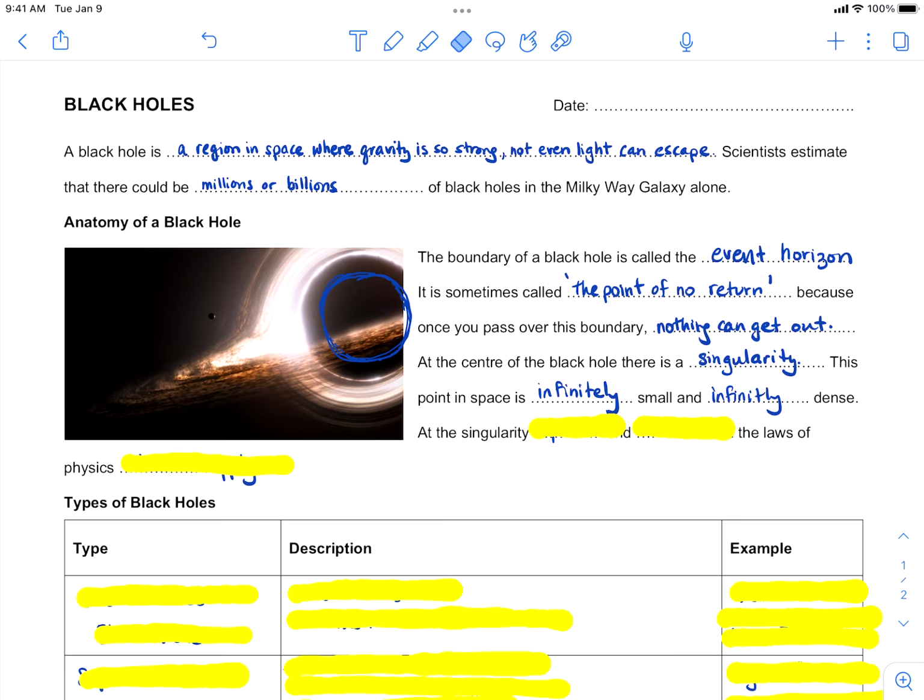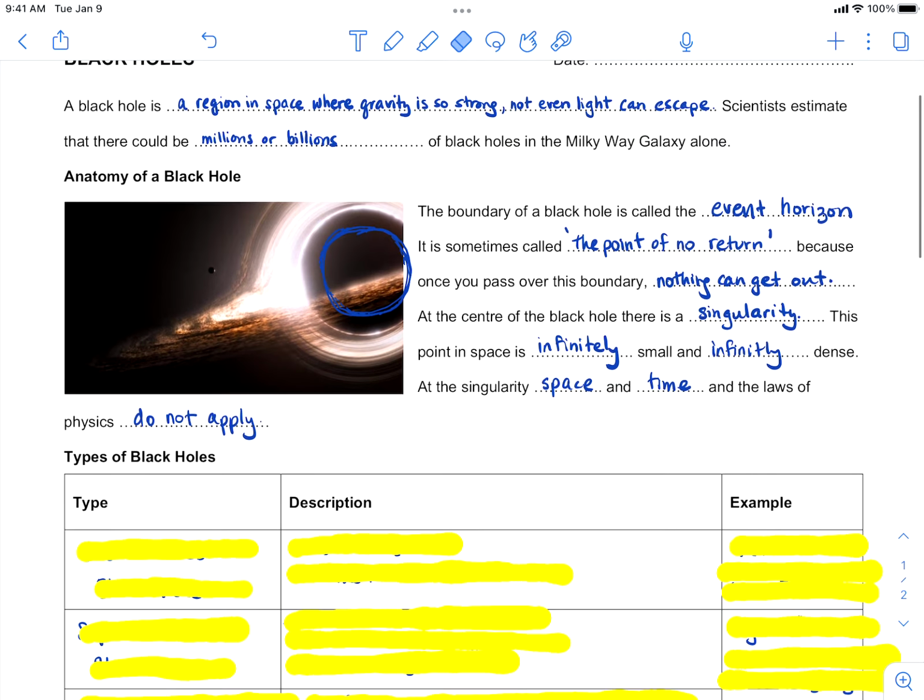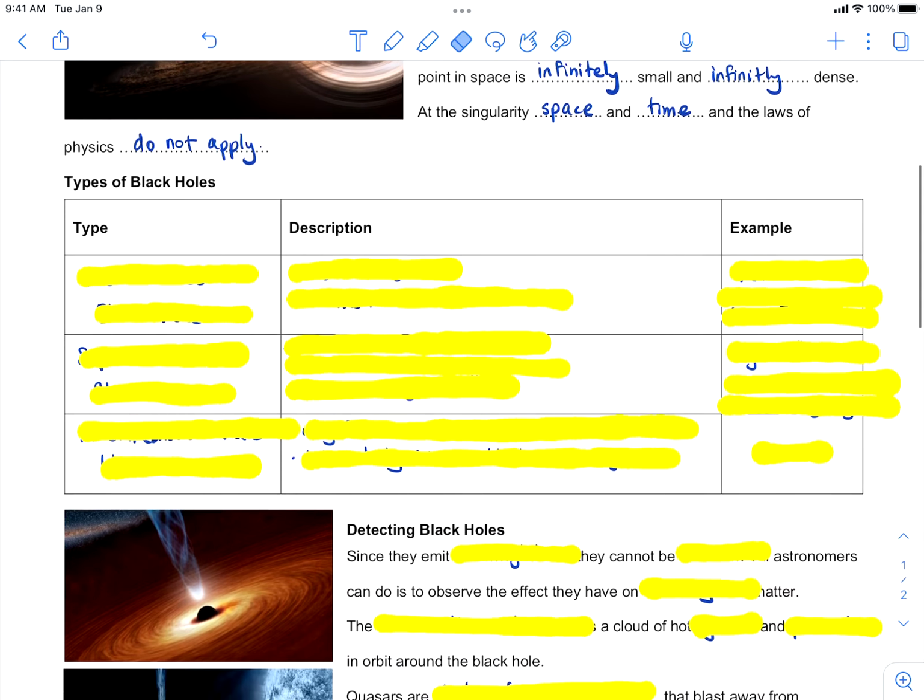At the singularity, though, space, time, and the laws of physics don't apply. These things, as we understand them, space and time kind of break down. And the laws of physics don't apply in this model of what a black hole is. Which is really bizarre, and it's one of those crazy, weird things, and we're trying to understand it. We're trying to learn more about black holes.